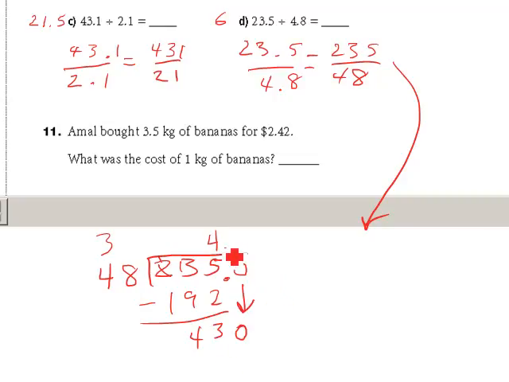I need to bring down a 0 because I have to get rid of this remainder. I'm going to carry my decimal place up there. I know 48 goes in 235 4 whole times, but I'm also going to have to get rid of this remainder, or at least get to the hundredths column so I can round to the tenths. So now I go 48 goes into 430. It seems like it goes in a lot of times.